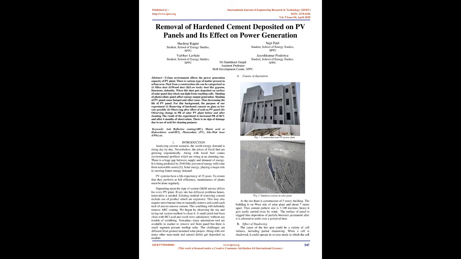The result of the experiment is an increased PR of 86% after 6 months of observation. There is no sign of damage due to the use of acid for cleaning. Keywords: anti-reflective coating, ARC, muriatic acid or hydrochloric acid, HCl, photovoltaic, PV, kilowatt-hour, etc.